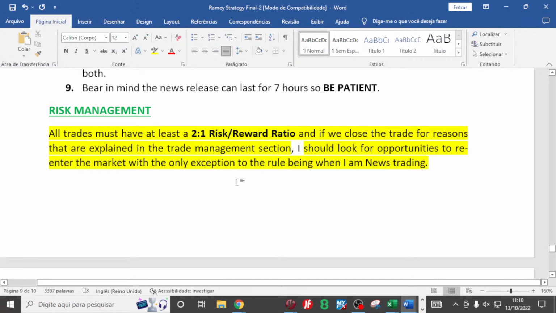Everybody, is this risk management rule clear to you? Type in the chat, yes, it's clear, or no, it's not clear. Risk reward ratio and risk management, it's what makes the money to the strategy. Okay. Is this clear, everybody, what risk management is saying? You must have all trades 2/1, but if you close the trade for any reason, then you must re-enter.